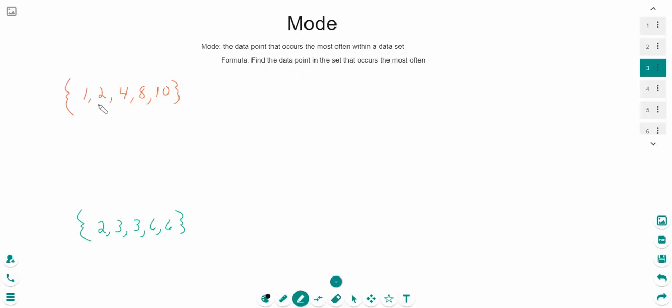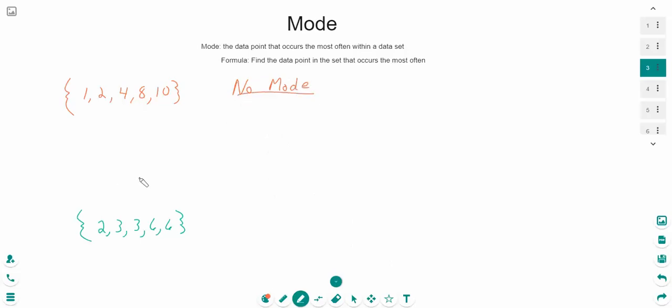So if I look at the data set and I look at all my points, I'm trying to find the one that occurs most frequently. And in this case, they all occur the same number of times. They all only occur once, right? So when everything occurs only once, we would say that there is no mode.